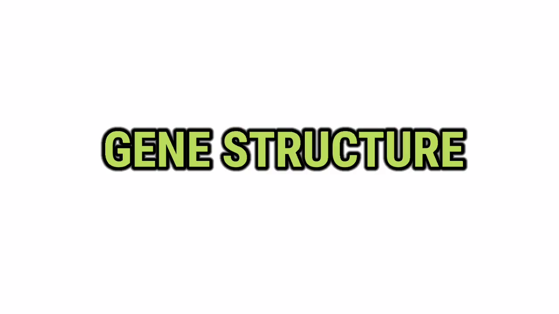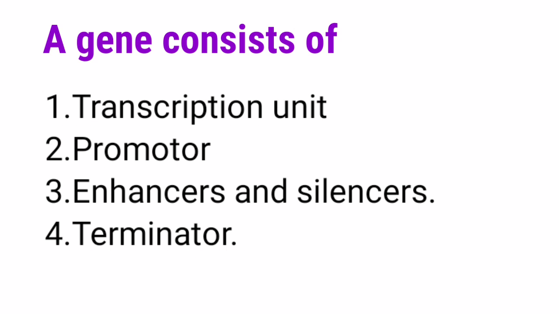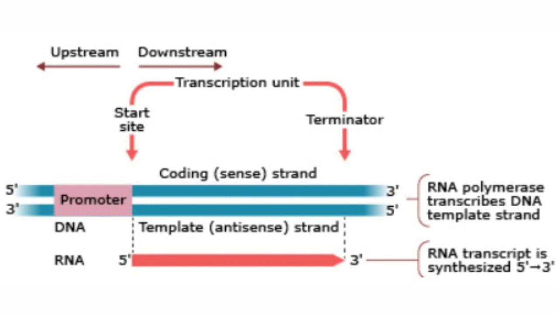Gene structure. A gene consists of transcription unit, promoter, enhancers and silencers, and terminator. The transcription unit is the sequence of the gene region that is transcribed to produce the RNA. In transcription, unlike DNA replication, only one of the two strands of DNA in each gene region is used as the template strand. The other strand not used in transcription is named the coding strand.